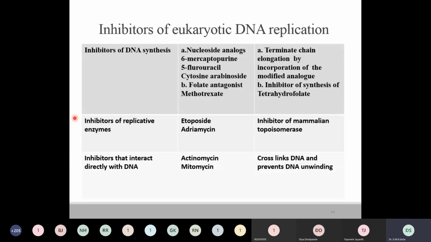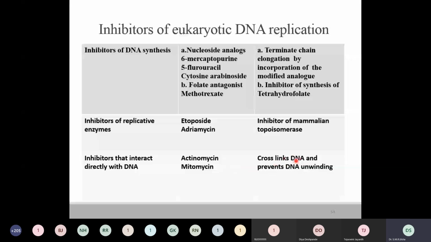The other inhibitors, of replicative enzymes, are mainly mammalian topoisomerases. I have not told you about it. They are etoposide and adriamycin. Then the next one, inhibitors that interact directly with DNA, that is actinomycin and mitomycin.